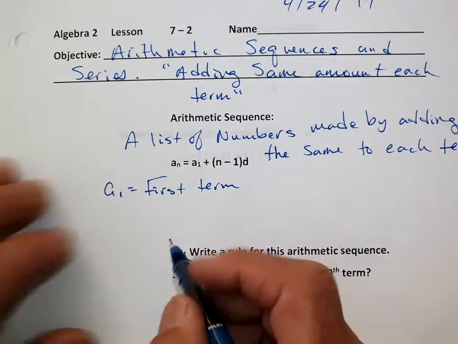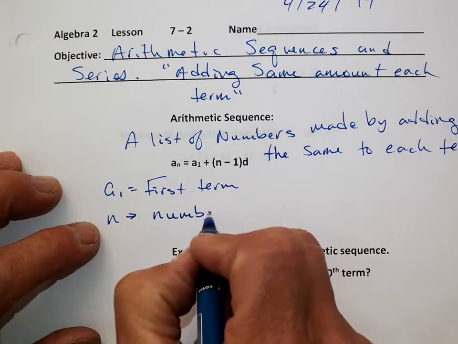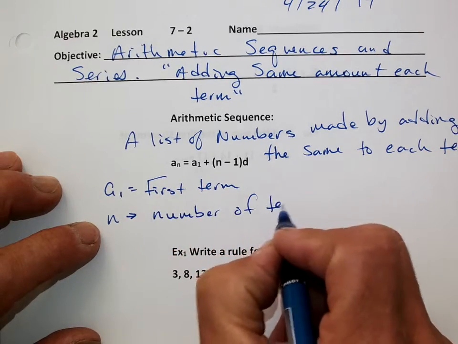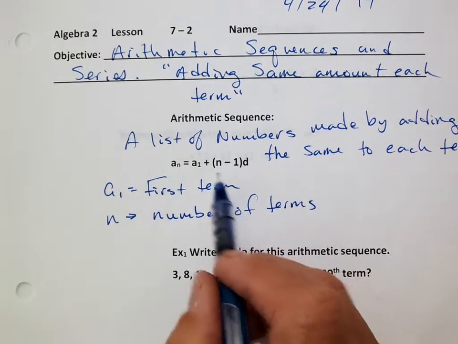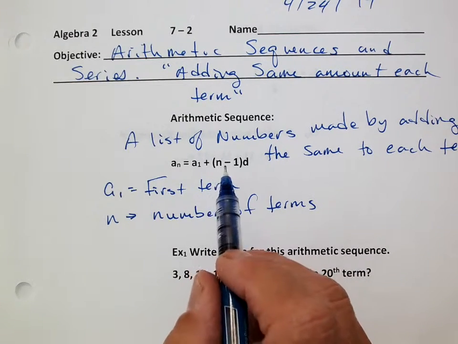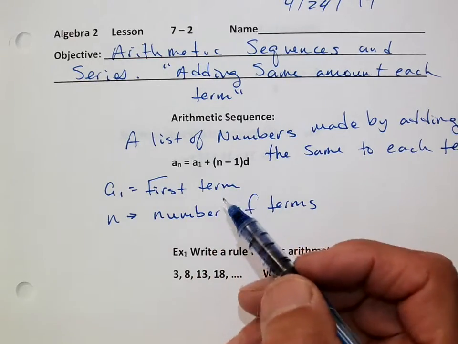N is just the number of terms. So if I want to make the 10th term, I'd plug in 10, because that's my number of terms. If I want to make the 20th term, I'd plug in 20. Does that make sense? So I'd have A of 20, here's my 20th term. I plug in 20 to get my 20th term, okay?